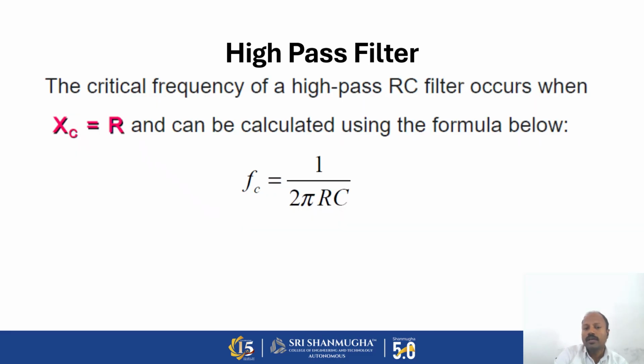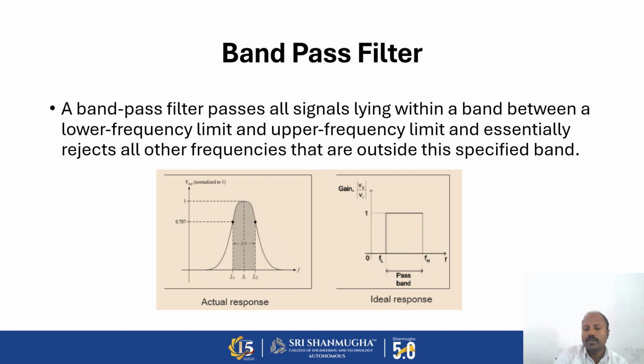So this is the formula for finding the critical frequency, that is 1 by 2 pi RC. So the critical frequency occurs when Xc equal to R, and this is the formula of it. So next is the band pass filter.